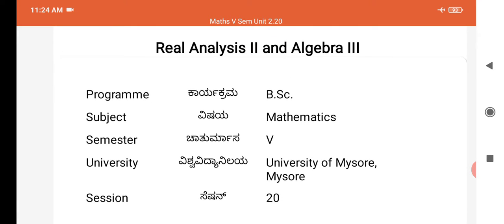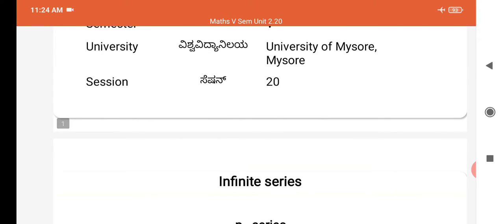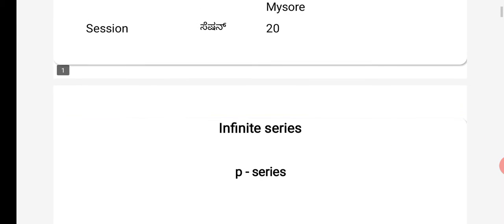The BSc Mathematics Paper 5, Real Analysis 2 and Algebra 3. In this paper, we discuss the concept of infinite series. In the infinite series, P series.